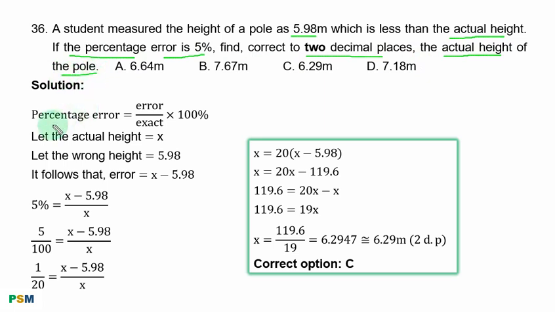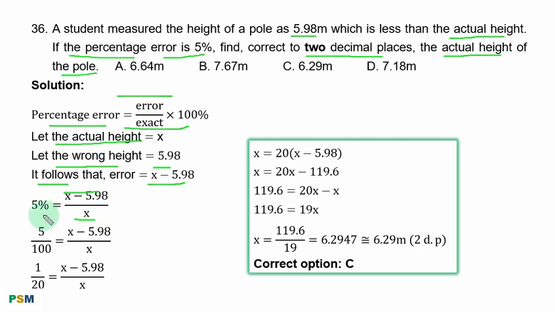Solution. Percentage error is equal to error over exact times 100%. Let the actual height be S. Let the wrong height be 5.98 given in the question. It follows that error is S minus 5.98. You come back here, the percentage error is 5% equal to error over exact.